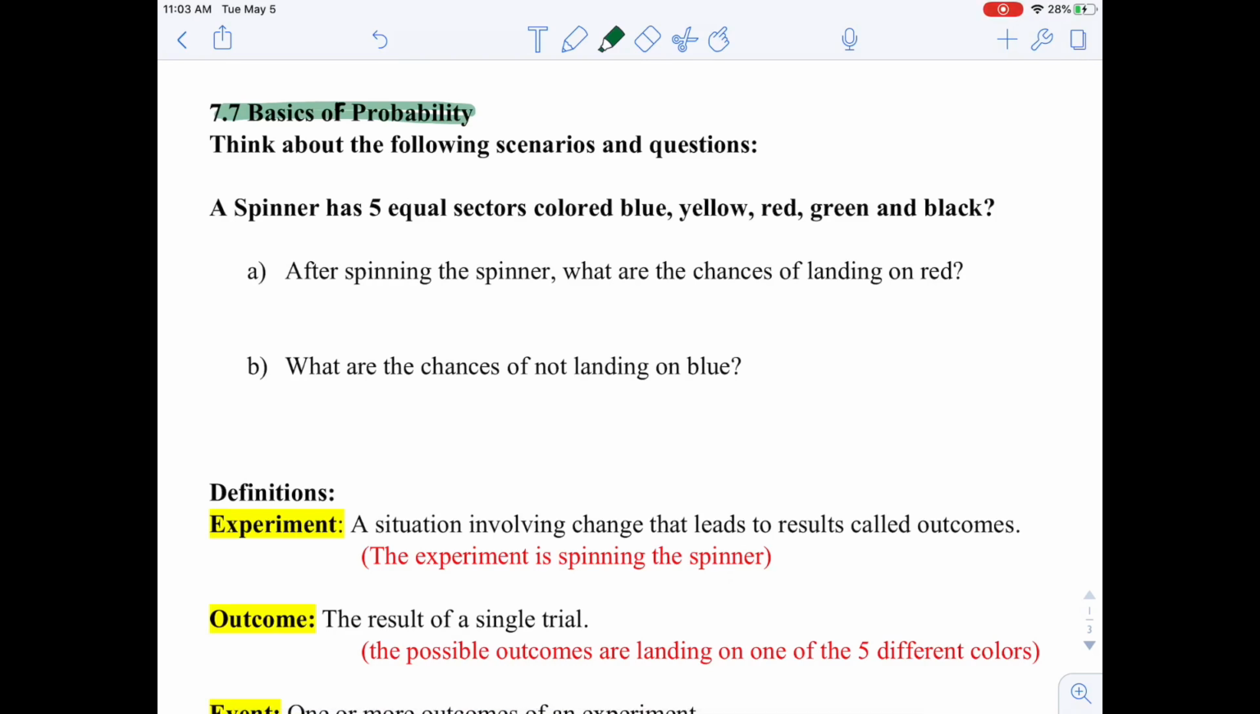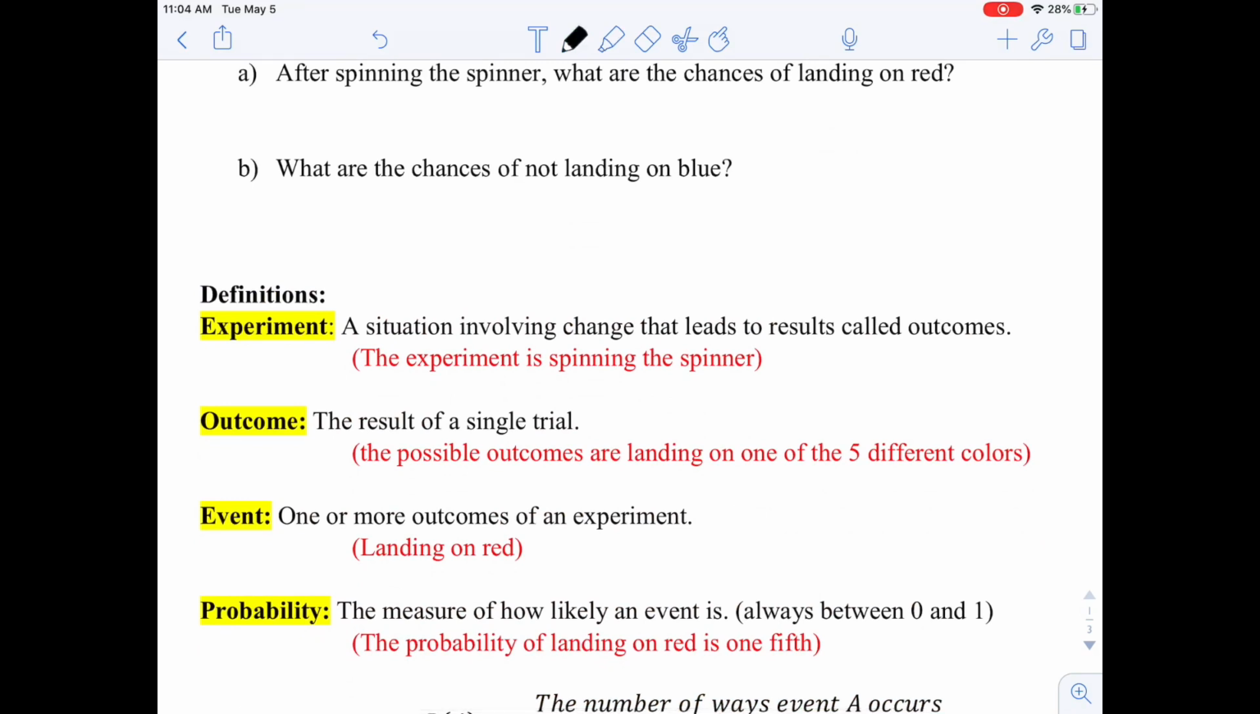Imagine we have a spinner that has 5 equal sectors, colored blue, yellow, red, green, and black. I want you to think about, after spinning the spinner, what are your chances of landing on red, and what are your chances of not landing on blue? But before we go back up and do that problem, let's look at a couple definitions.